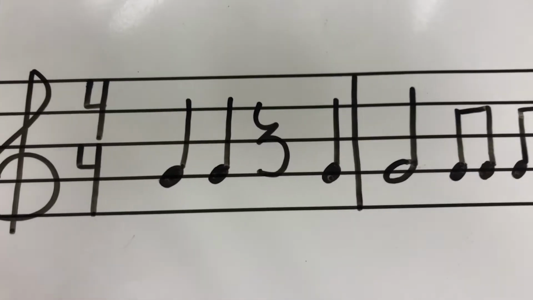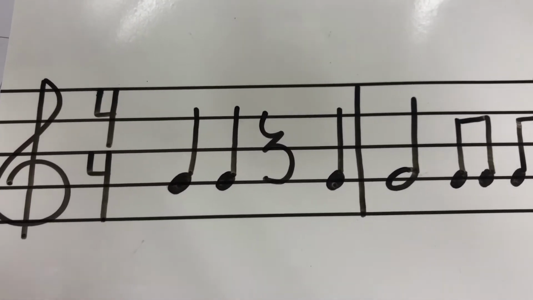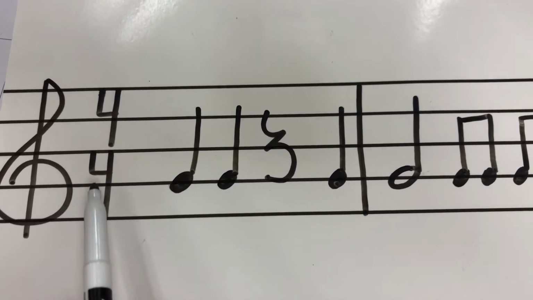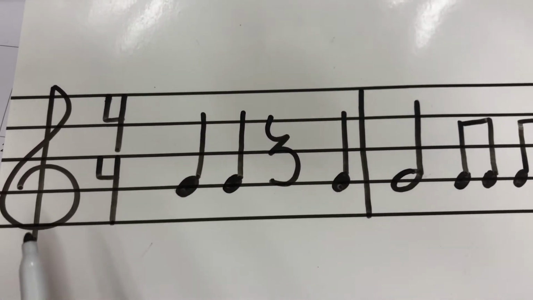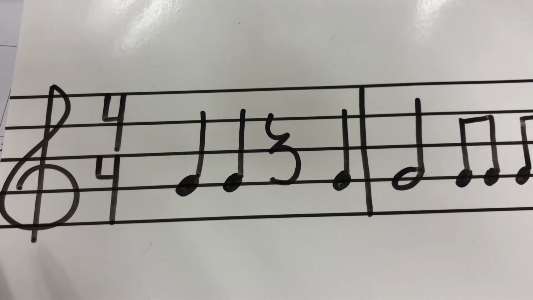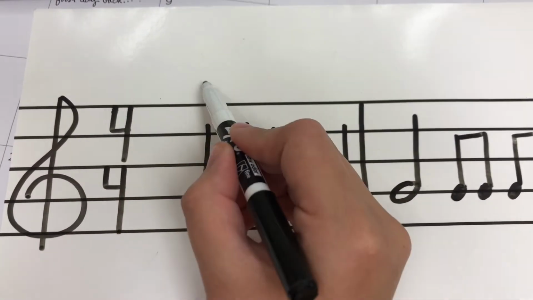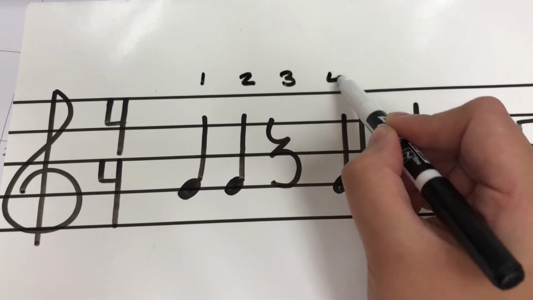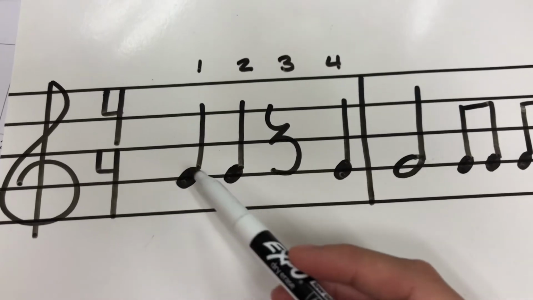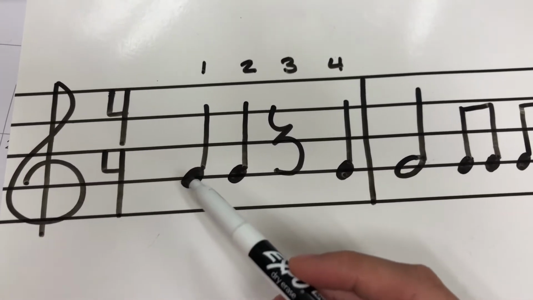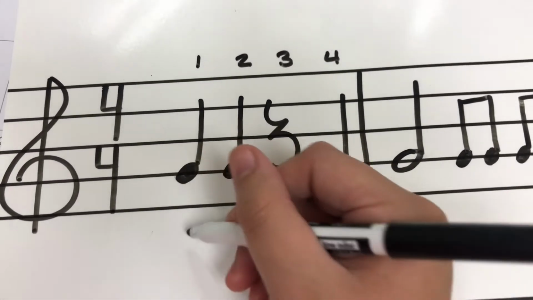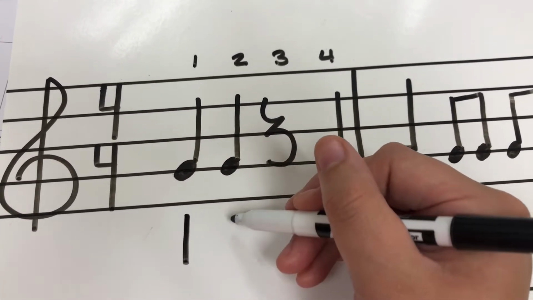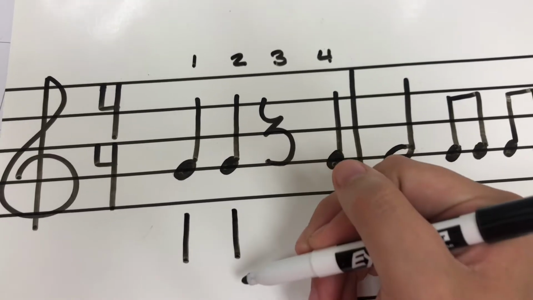So first things first, you're going to want to identify what kind of notes there are and how many beats they get. You're also going to want to check your time signature to see how many beats are in the measure. Our top number is a 4, so that means there's 4 beats total. 1, 2, 3, 4. We know that this is a quarter note. We know that this has 1 beat, so we're going to give it 1 rhythm line. This is the same thing, another 1 rhythm line.